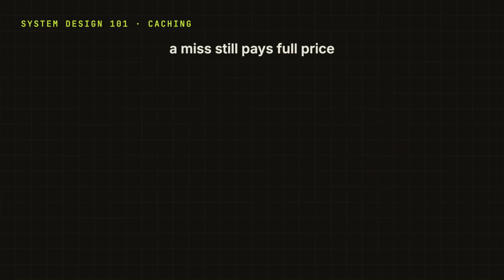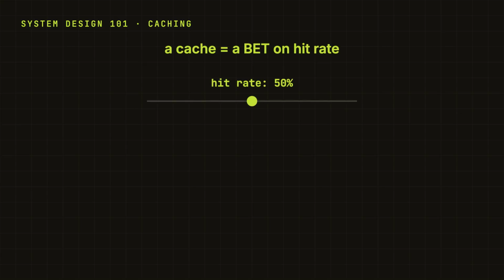But here is the thing. Notice it was the hits that were cheap. A miss still pays full price. So a cache is not really a speed button. It is a bet on your hit rate. That is just a fraction of requests you can answer from the copy.